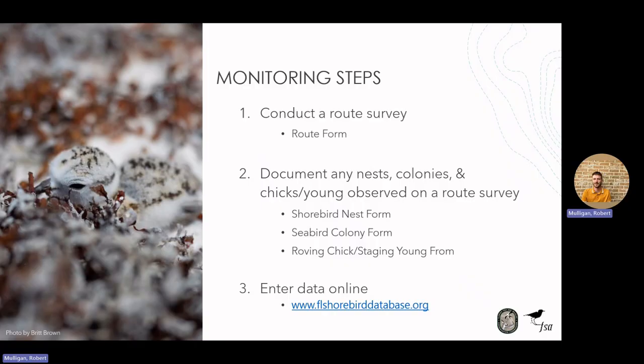We can break down monitoring ground nesting shorebirds and seabirds into 3 basic steps. 1. Conduct a route survey. 2. Document any nests, colonies, and chicks or young observed on a route. And 3. Enter all of this data into our online database at flshorebirddatabase.org. To aid in data collection, we provide 4 data sheets which we are going to go over today. These data sheets are designed to collect data based on the standardized methods outlined in the Breeding Bird Protocol. They can be found on the FSD's website under the Resources tab.